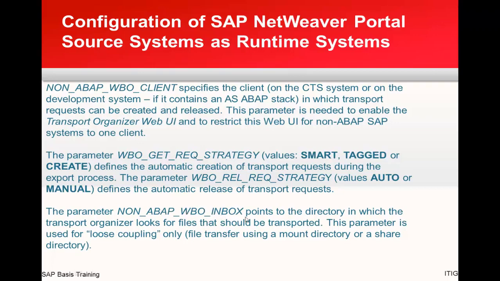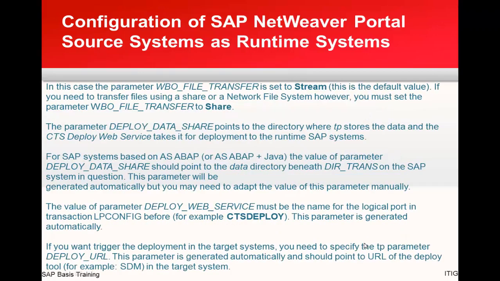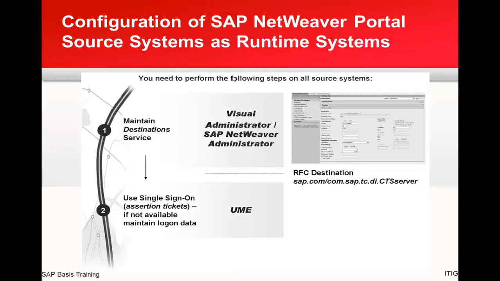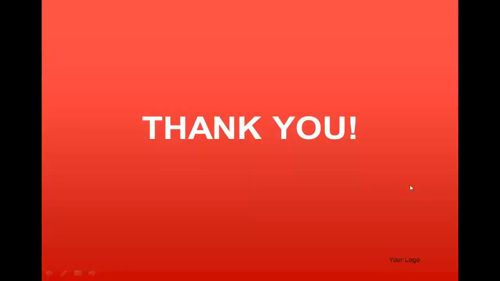Then the parameter WBO inbox points to the directory in which the transport organizer looks for the files that must be transported. This parameter is used for loose coupling, that is file transfer using a mount directory or shared directory. Here we are giving an example of how to do this in a portal system. In the portal system, you can see that you need to maintain the destination service and enable single sign-on. This is basically the RFC destination that needs to be defined.